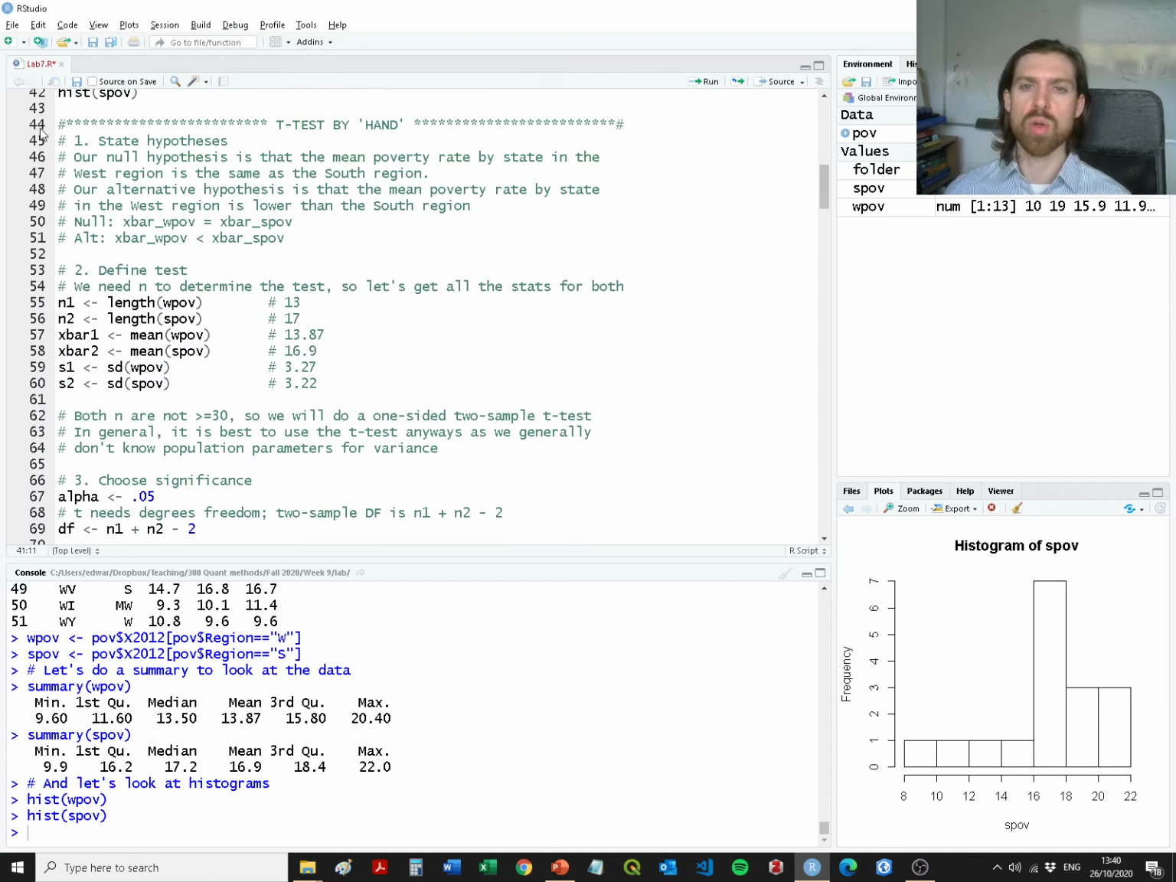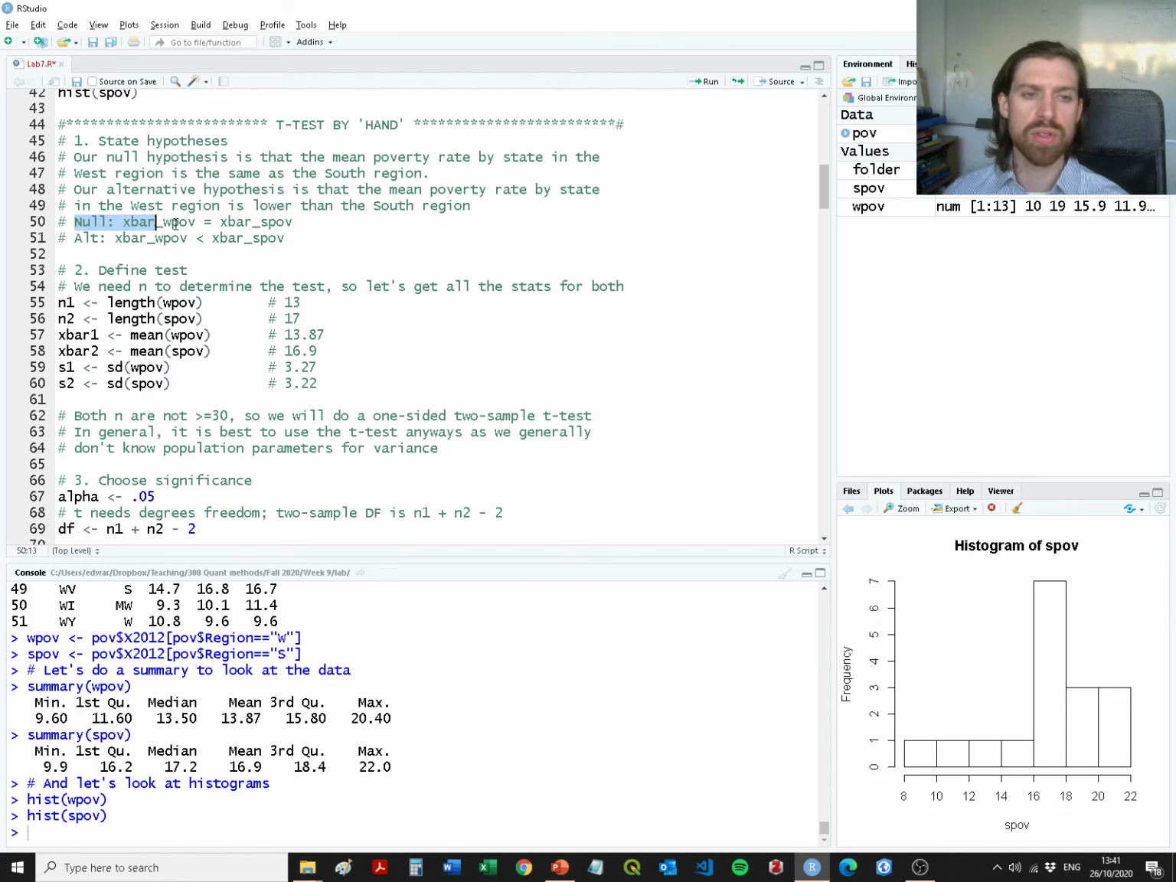So how do we work out the t-test by hand first? Essentially our null hypothesis is that the mean poverty rate by state in the West region is the same as in the South. So we don't expect there to be any difference. Whereas the alternative hypothesis is that the mean poverty rate in the West, for example, California and the surrounding states, is essentially lower than in the southern region that may contain places like Alabama, where the poverty rate is generally higher. So we can state that explicitly.